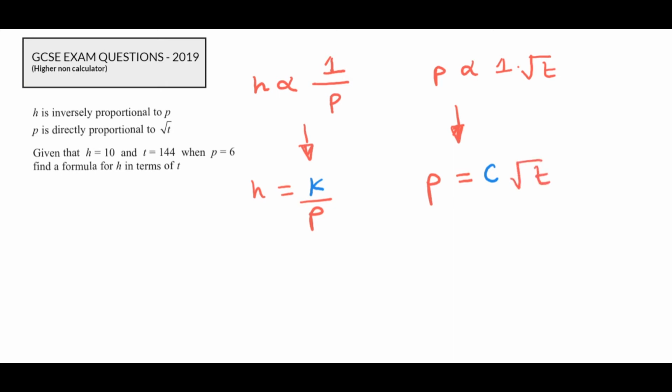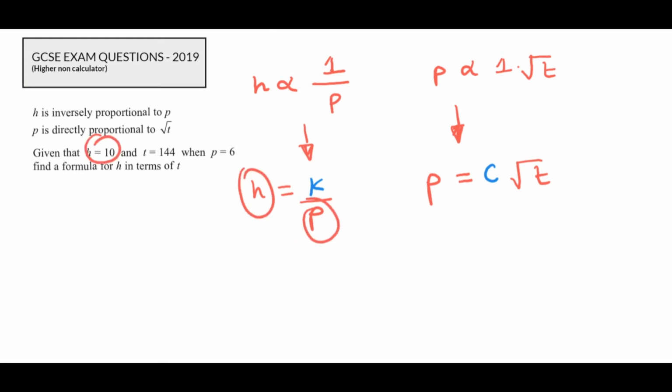Now, they've said, given that H equals 10, T is equal to 144, and P equals 6. They've given us this because they want us to find these two different constants. That's why they've done that, okay? So that's what I'm going to do firstly. So for this one, as we know, it has an H and it has a P.